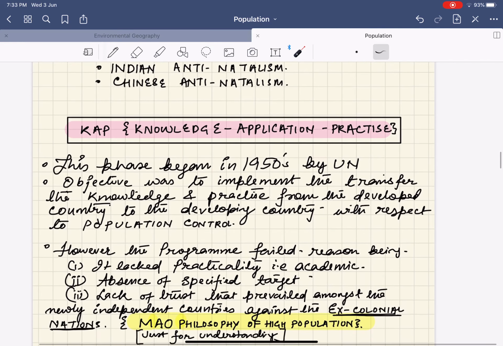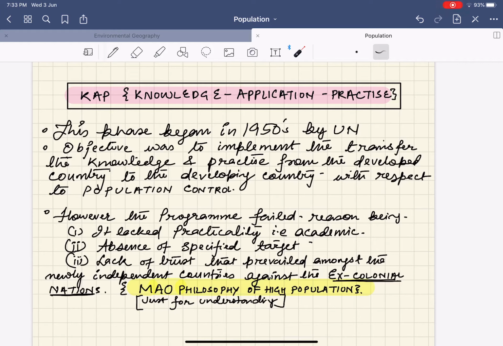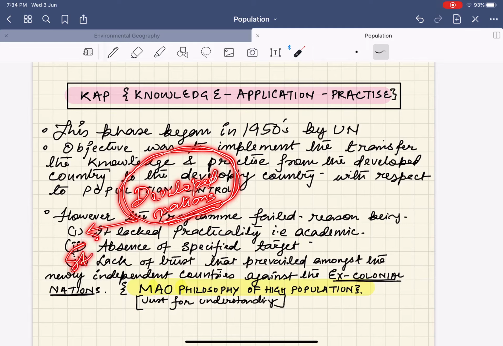See, the knowledge application practice. This was initiated by the United Nations in the year 1950. What was all this about? The objective of this was to implement the knowledge that had been gained by the developed nations. These developed nations such as Europe and others had started population policy way back. Hence, their population was stable at that time. And on the other hand, countries such as India and China had overpopulation.